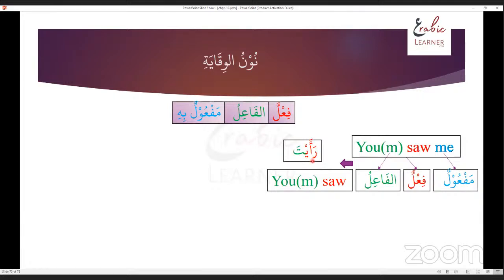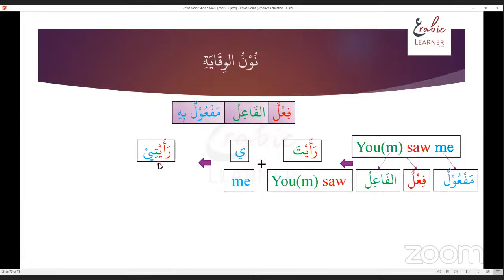Ra'aita, you saw. The Faai'l is ta. Now, if I want to add Maf'ul Bihi, which is me, Ya Mutakallim, I have to attach Ya to this. If I attach Ya to Ra'aita, what will happen? I cannot read it as Ra'aitai.